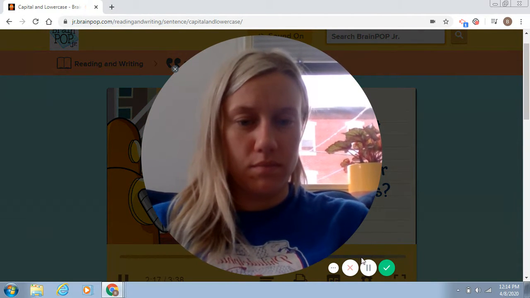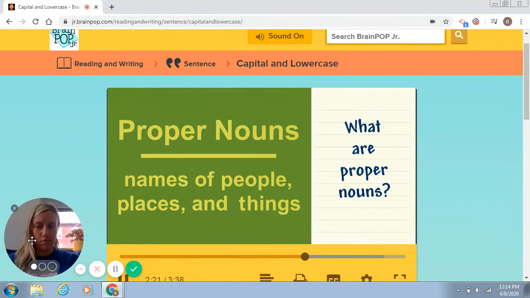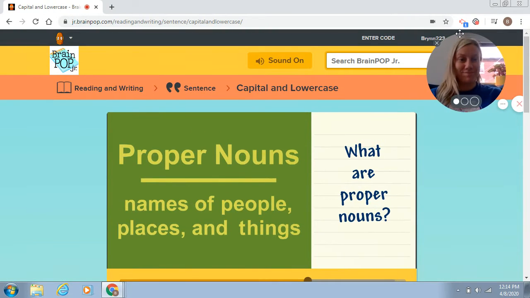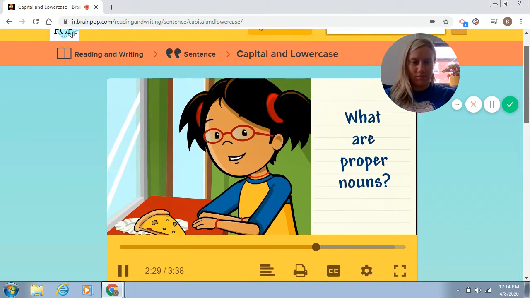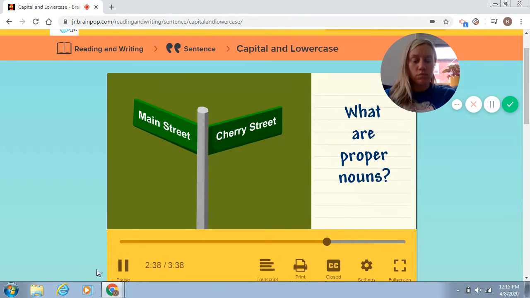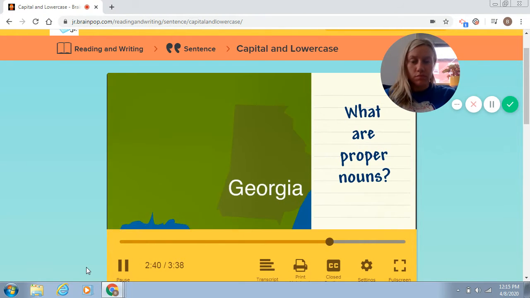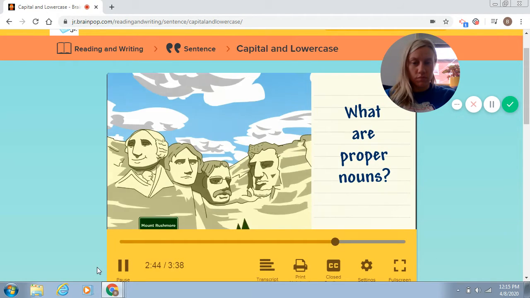And the names of things are also capitalized. I guess proper nouns are the names of people, places, and things, and they are always capitalized. I can think of a lot of proper nouns. The names of months, days, and holidays are always capitalized. And so are the names of streets, states, countries, oceans, and landmarks.